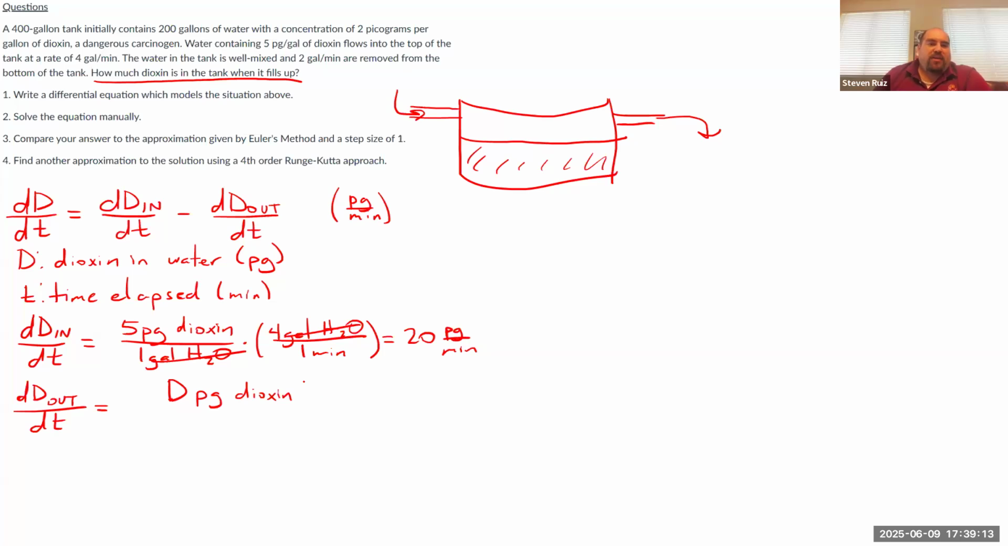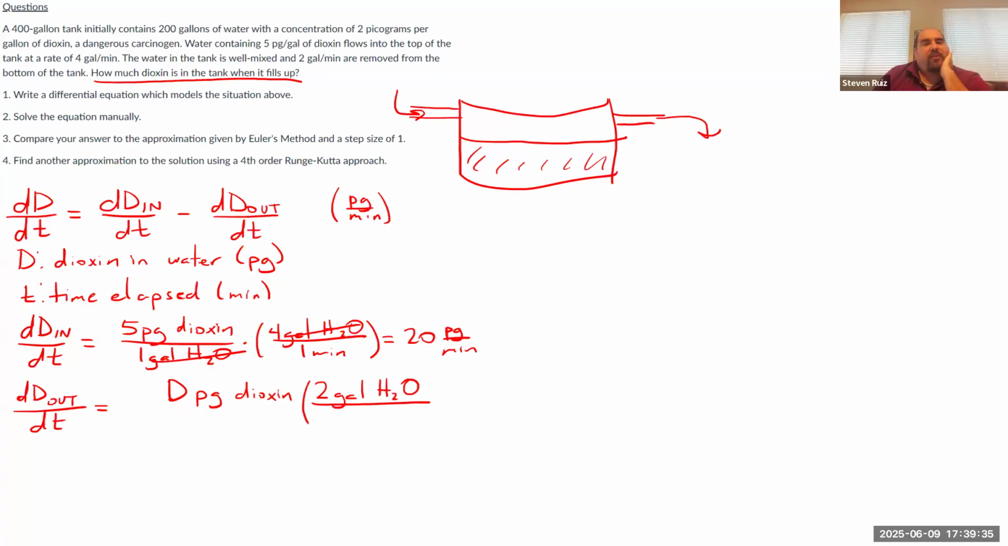So I know it's well mixed. So what's the ratio here? I'm losing 2 gallons of water, but as a proportion of what? How much water is in the tank at any given time?